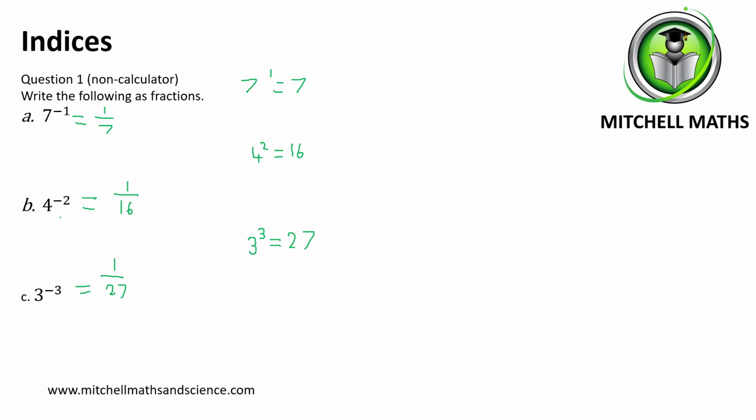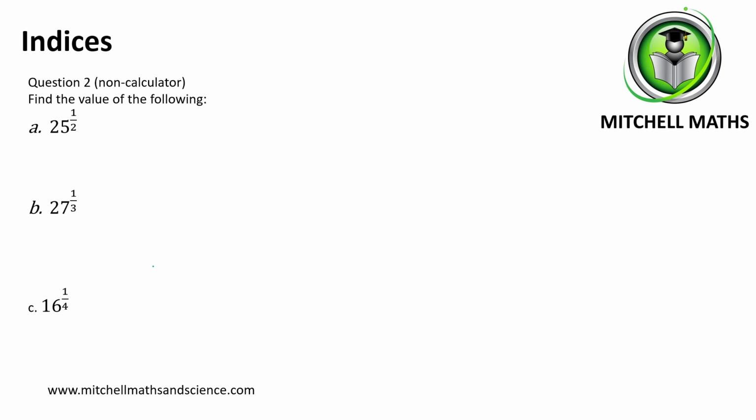So what you can see is when we have a negative indice, it's going to be 1 over that. Now, if it had been a fraction, then you just flip over the fraction. For example, if your answer had been 2/5, you'd switch it over so it was 5 over 2. That's what I mean when I say flip over. So that's how you do negative indices.